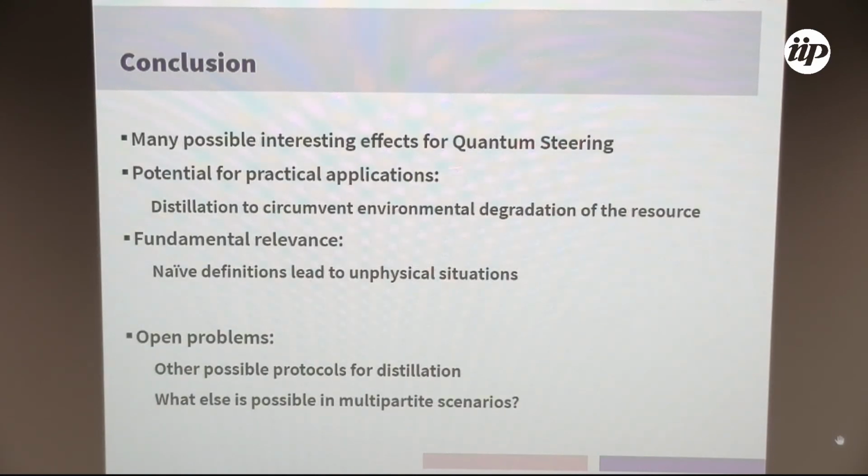So, in conclusion, it is interesting to explore quantum theory in this scenario because many interesting effects are still around that we may not know. The distillation may have potential for practical applications, and we also show that these naive definitions for quantum steering do not work well. And we have these open problems here. I leave you to the questions, and thank you for the attention.